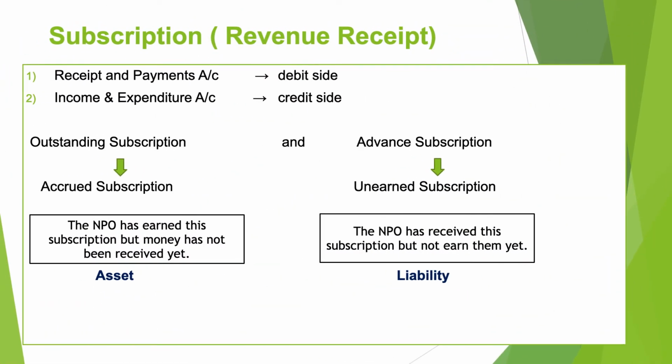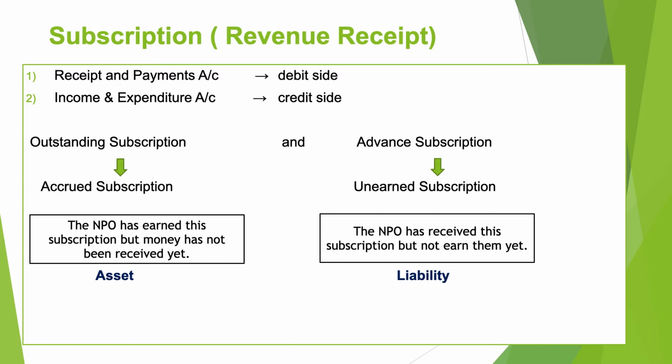Subscription, since it is of a recurring nature, every year members subscribe their membership. So it is a revenue receipt. And in receipt and payment account, it is recorded on the debit side. In income and expenditure account, it is recorded on the credit side.